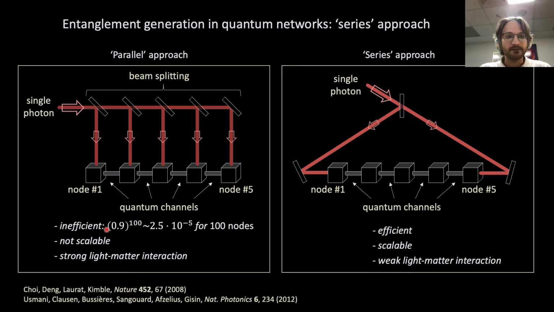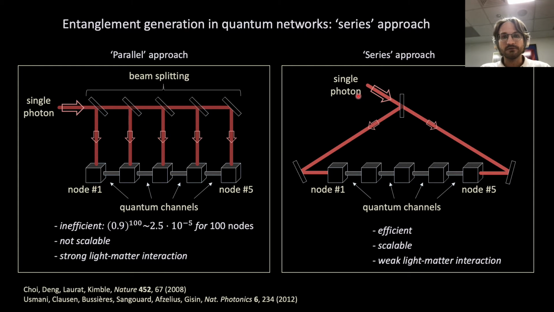So here I give you an example. If you have a probability of mapping of an optical mode onto a node of the network of 90%, and we have 100 nodes in the network, then the required state we are trying to generate will be excited with a probability of a somewhat negligible number. So this approach is not scalable, and it requires strong light-matter interaction in each node of the network.